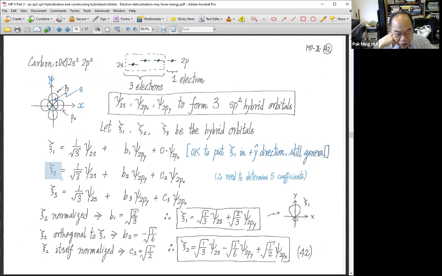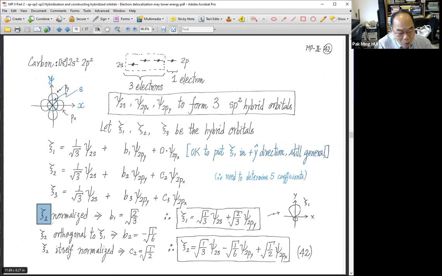The other one, psi 2, I also put on the xy plane. Generally, there will be two coefficients, B2 with py and C2 with px. And then the other one has the same general form. So the game now is to determine B1 and possibly B2 and C2, etc. So the name of the game is to use the criteria.